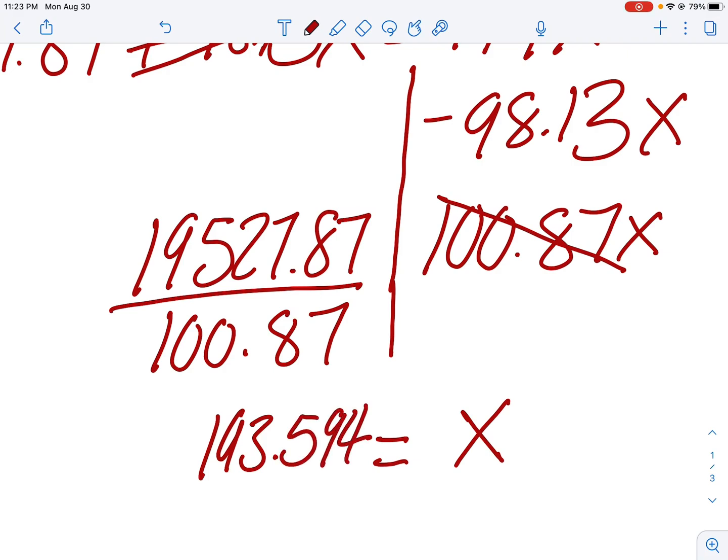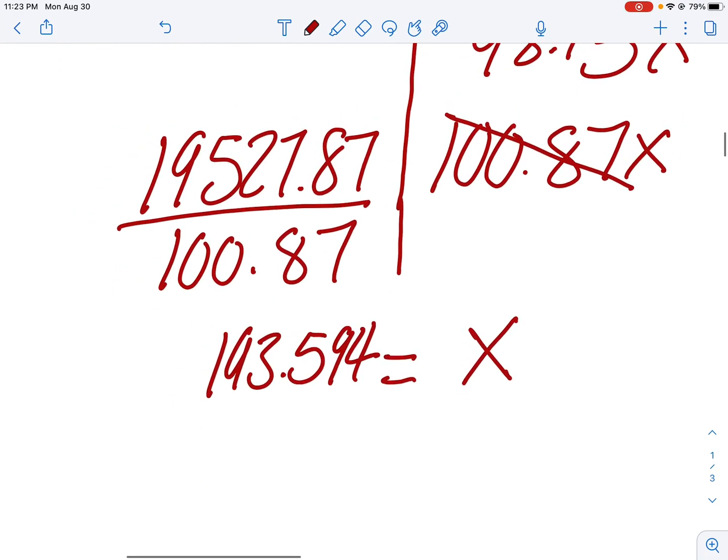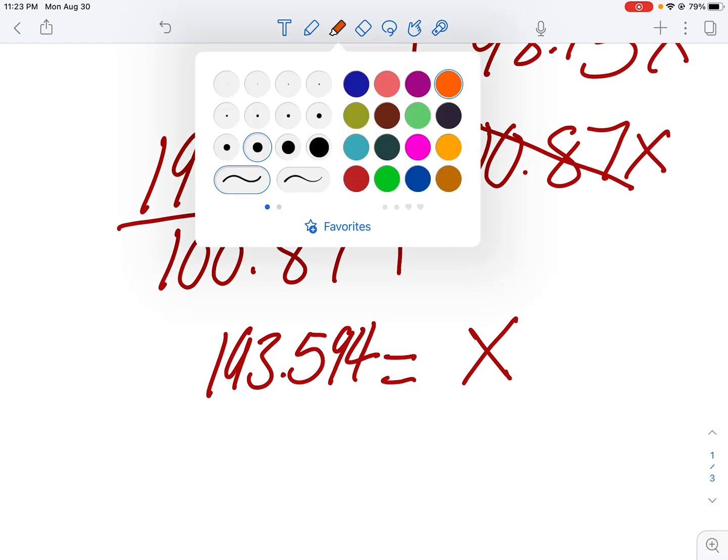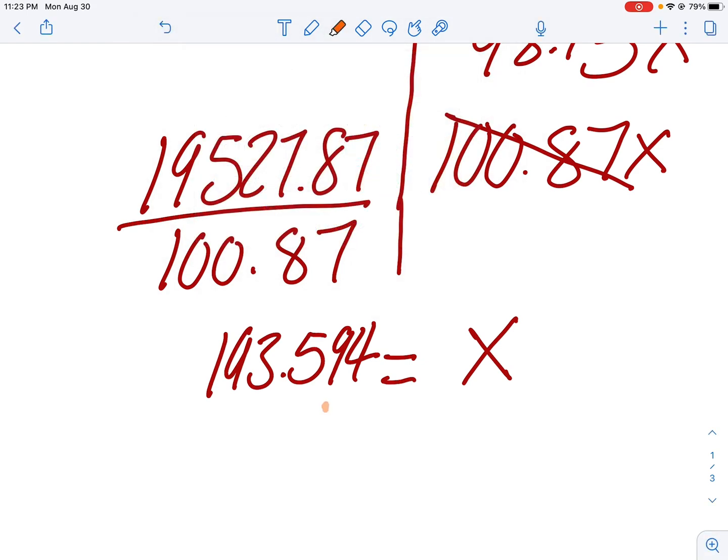193.594. We are rounding to the nearest hundredth place. The nearest hundredth place is this 9 here, right? Which means that the 4 is going to tell the 9 what to do. Since it's 4 or less, let it rest. Four or less, let's let the 9 rest.